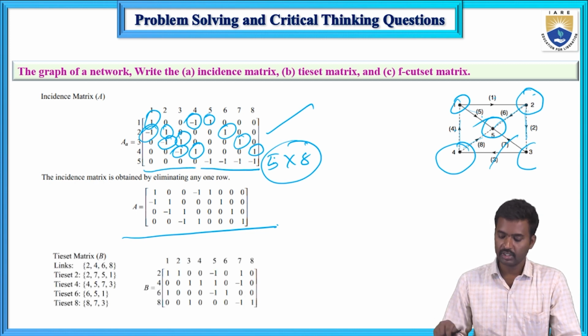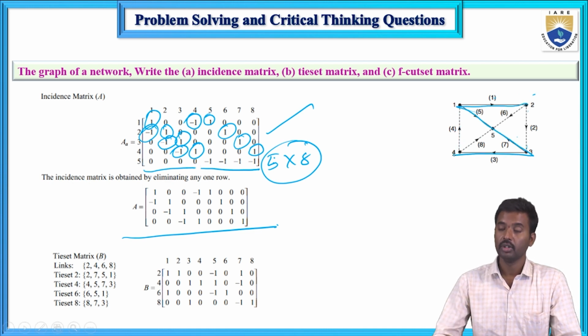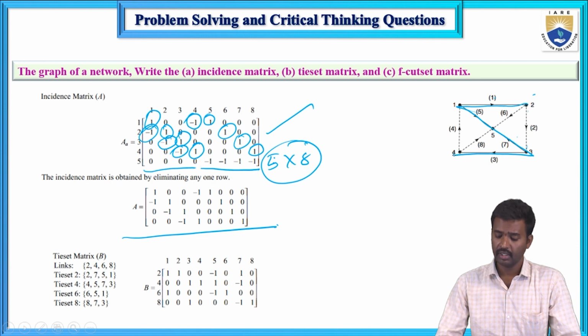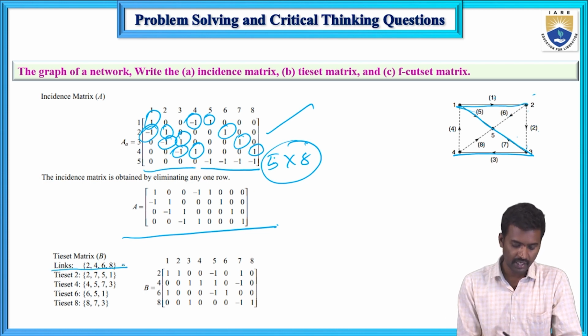Next, what about the tie-set matrix? For the tie-set matrix, the number of loops here. I am considering this Z-type tree. Here, what are the links? 4, 8, 6 and 2.